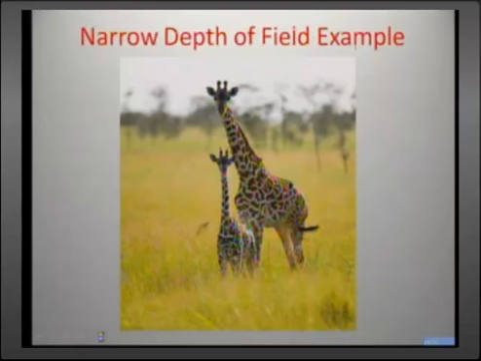Let's take a look at these pictures that I have of two giraffes. And notice the background is very hard to see. You can tell there are trees back there, but they're so out of focus that your eye tends to stick right to the giraffes that you see here in what we would call the middle ground.